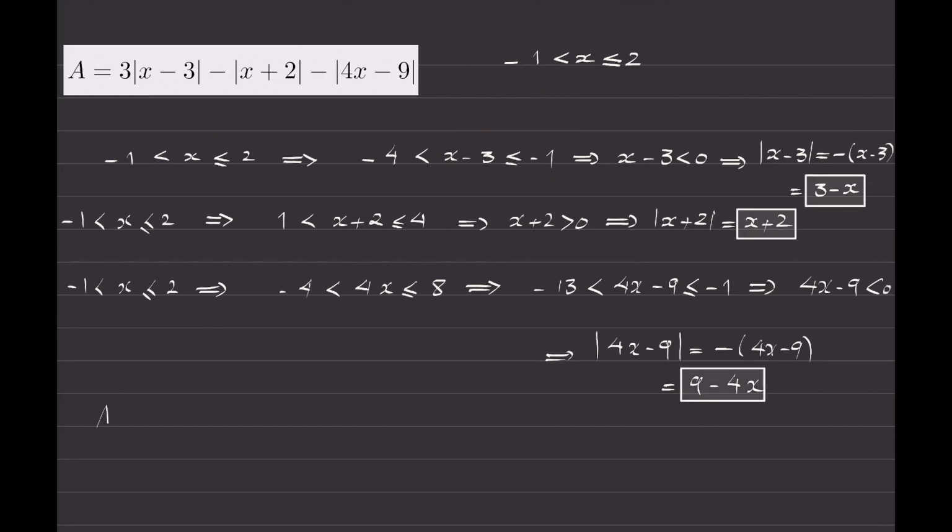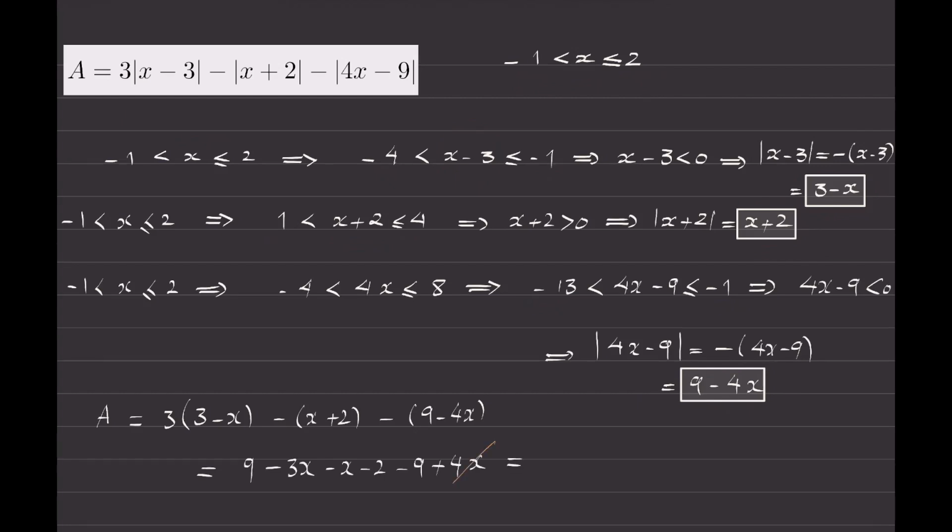So expression A will be equal to, I have a factor of 3 here. Instead of this absolute value, I just put that expression, so it becomes 3 times 3 minus x. And then you see here I have a minus sign, and my expression is x plus 2, so it becomes minus x plus 2. And then here I have a minus sign, and this expression is this. So it becomes minus 9 minus 4x. Okay, and then I open it up, so it becomes 9 minus 3x minus x minus 2 minus 9 plus 4x. And now what happens?